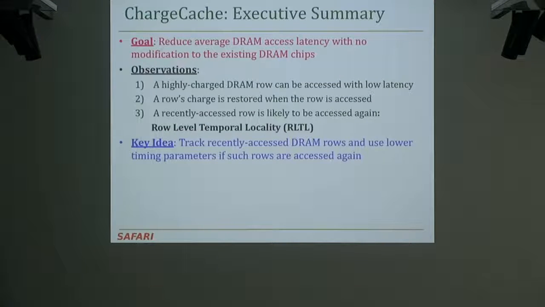So if you put all of these things together, you can come up with this neat key idea which says, why doesn't the memory controller track recently accessed DRAM rows and use lower timing parameters if such rows are accessed again? Because you know that you recently activated it, there's a lot of charge in that row, and if you access it within 1 millisecond, let's say, it didn't lose a lot of charge. You can access it with lower latency. That's the idea of ChargeCache.